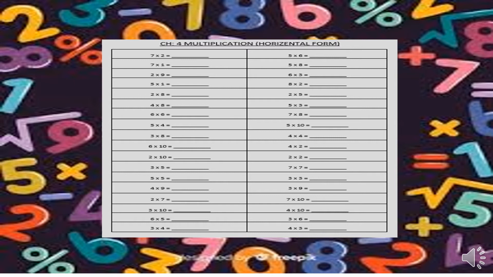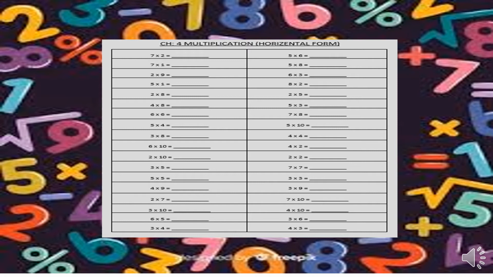First one is 7 multiplied by 2 equals to, and here you have to do your tables, like 7 times 2 equals to 14. 7 ones are 7, or 1 times 7 equals to 7. 9 times 2 equals to 18, or 2 times 9 equals to 18. 5 times 1 equals to 5, or 1 times 5 equals to 5. 8 times 2 equals to 16, or 2 times 8 equals to 16. 4 times 8 equals to 32, or 8 times 4 equals to 32. 6 times 6 equals to 36, or the answer would be the same.